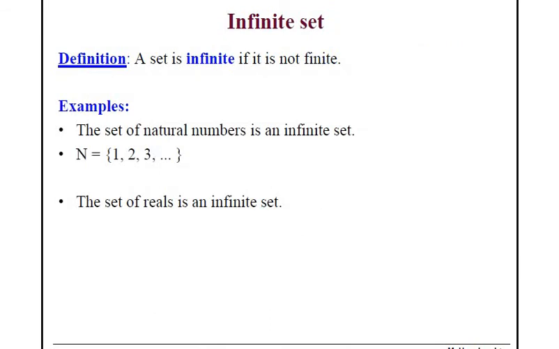Next you see, if the number of elements of a set is infinite, then we call it an infinite set. The set of natural numbers is an infinite set. We write capital N within curly brackets 1, 2, 3, and so on. So this is the set of natural numbers, which is an infinite set. The set of real numbers is an infinite set. The set of rational numbers is an infinite set. The set of integers is an infinite set. So all these are infinite sets. Simply in terms of the number of elements in a set, it is termed an infinite set.